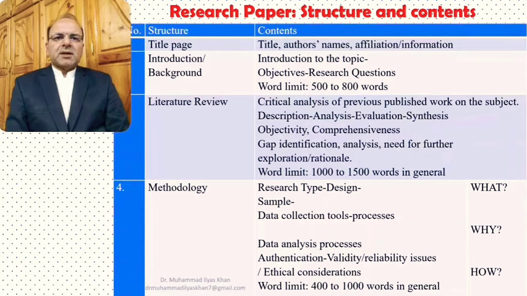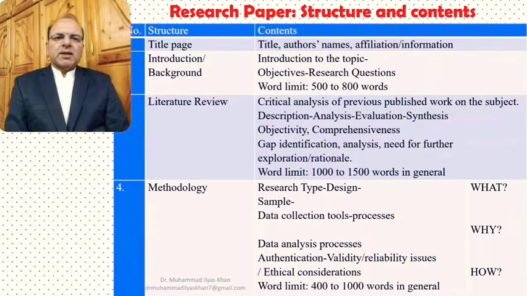Then the introduction and background section is actually an introduction to the topic. So what is the topic about, and what is a brief background of the topic? Generally, what definitions are involved in the topic, then what are the objectives and the research questions related to the topic. So generally the word limit for this section, the introduction and background section, will vary from around 400 to 500 words to around 800, and in some cases 1000 words.